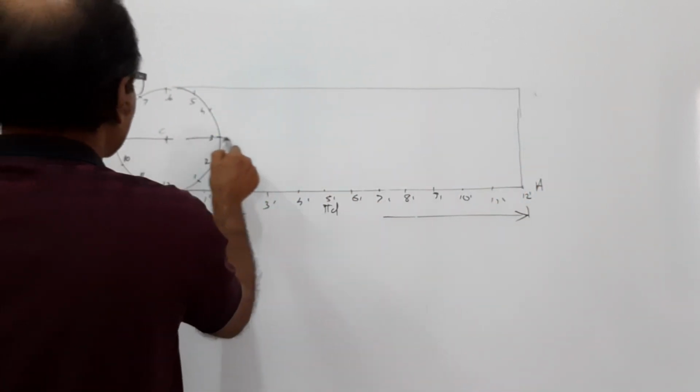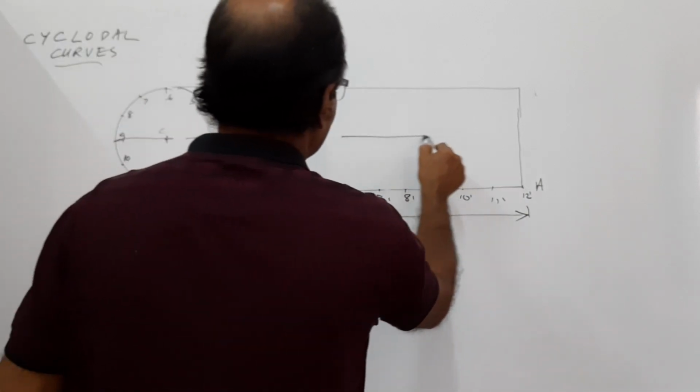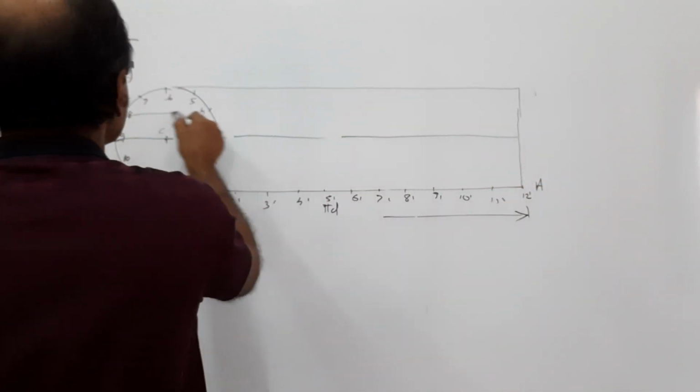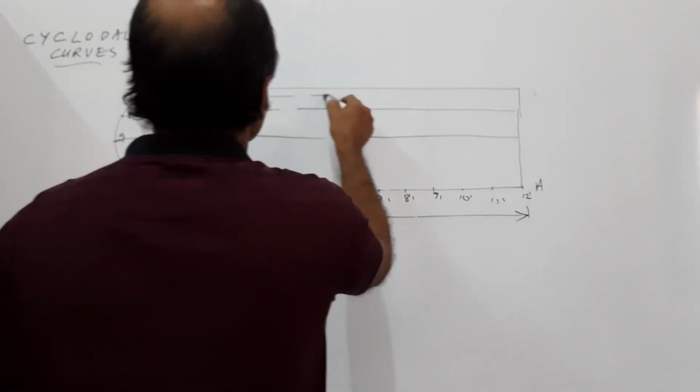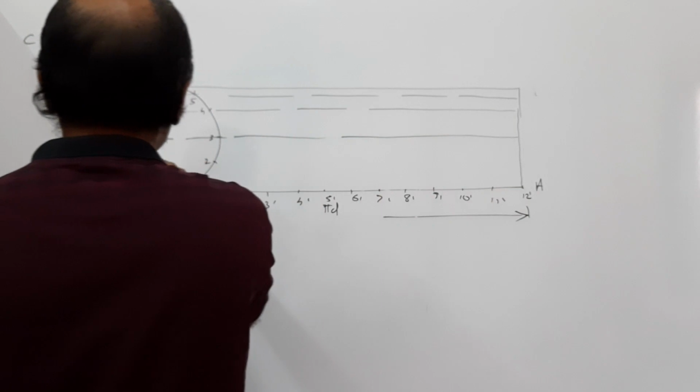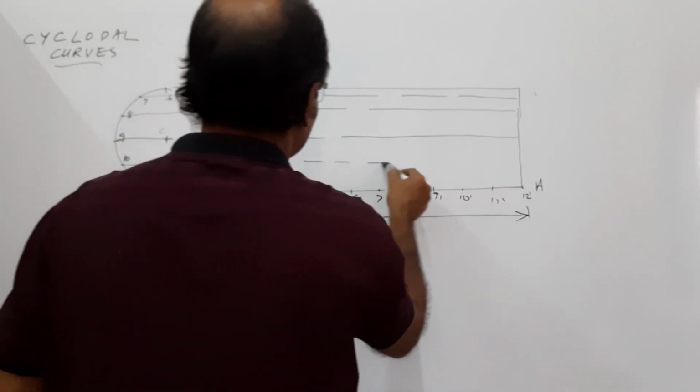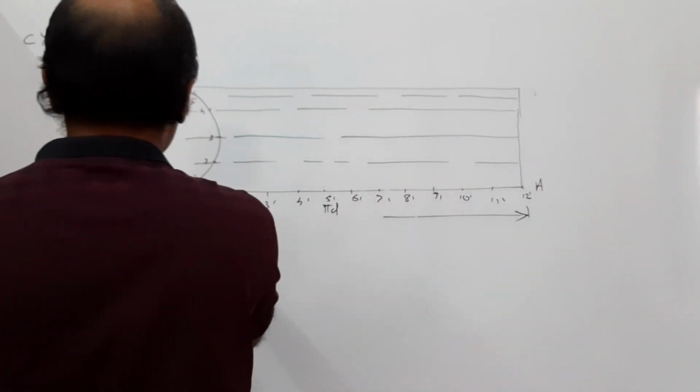Horizontal line through 9 will pass through C as well as 3. Very light lines. Instead of light, I am slightly making them dotted. Actually, they are very light lines.